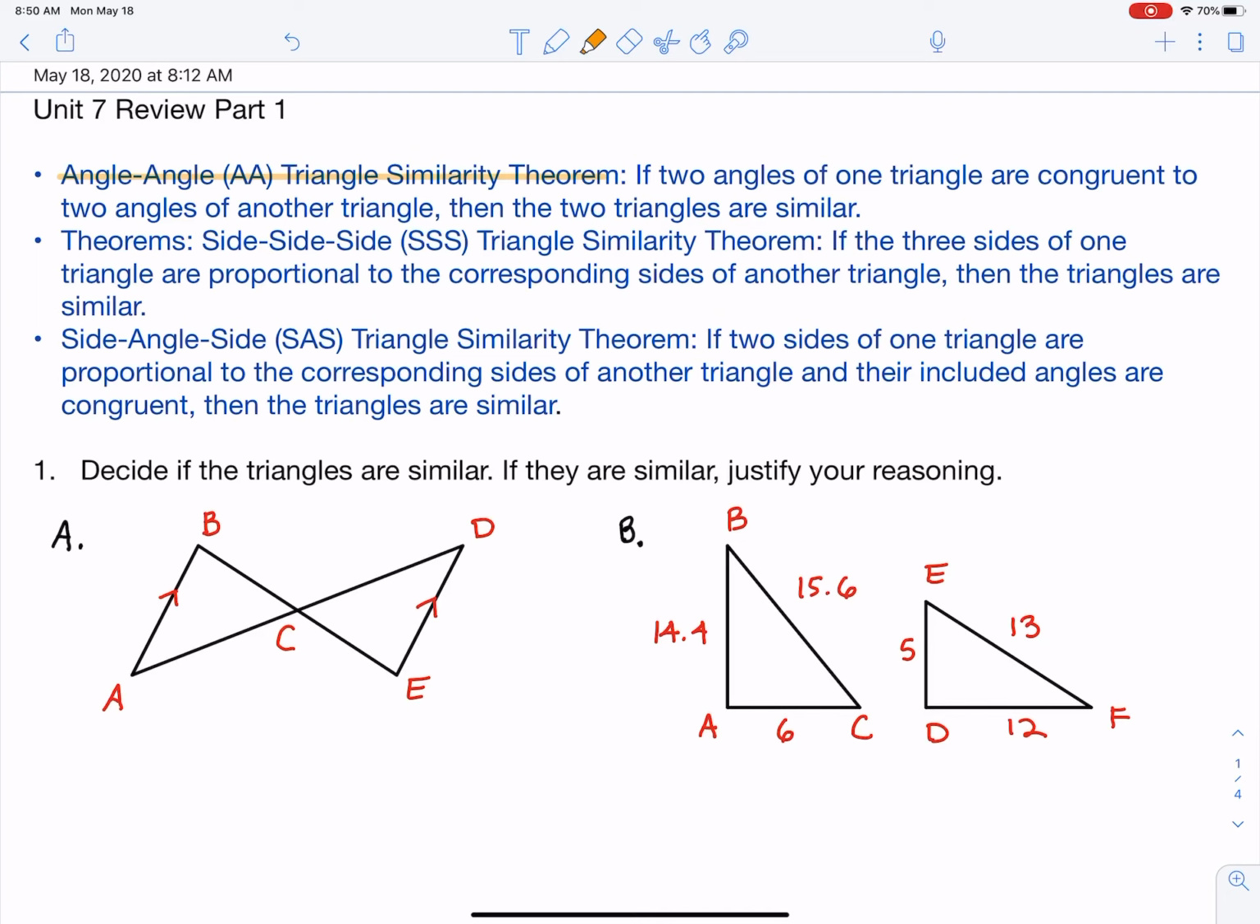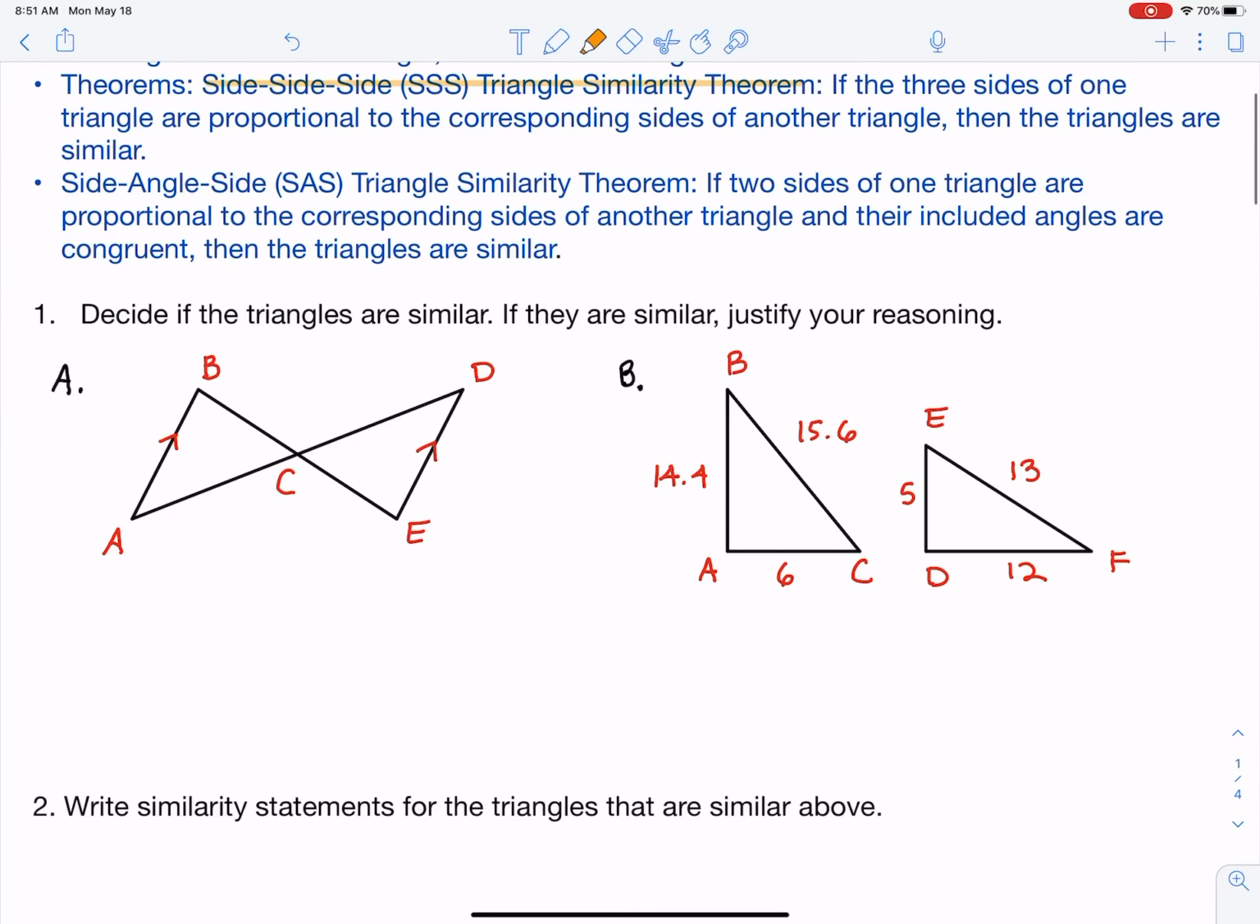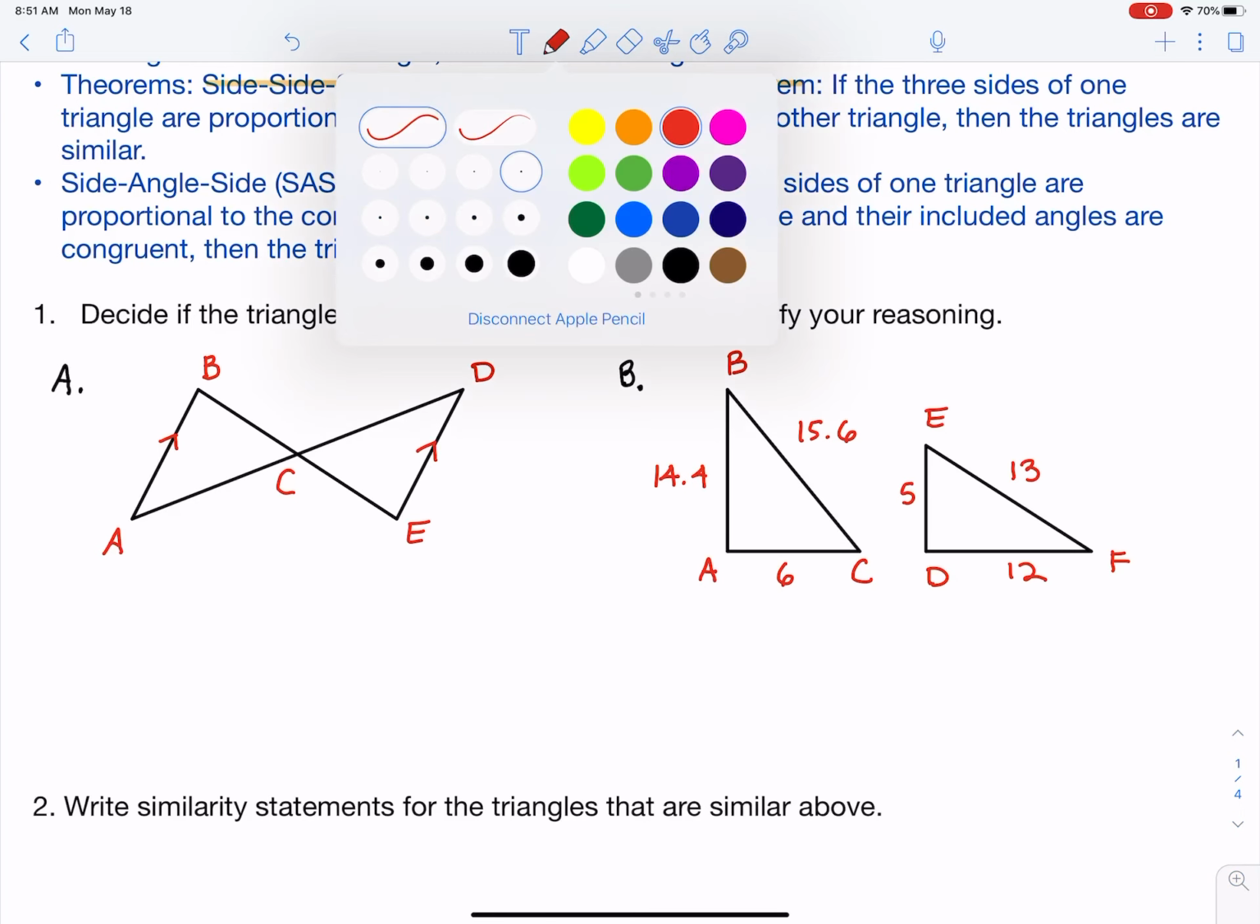Okay? Next, we have the side-side-side triangle similarity theorem. And this basically says if the 3 sides of one triangle are proportional to their corresponding sides of another, then the 2 triangles are similar. So just a quick reminder on what that means. I'm just going to draw this down here and then I'll erase it.